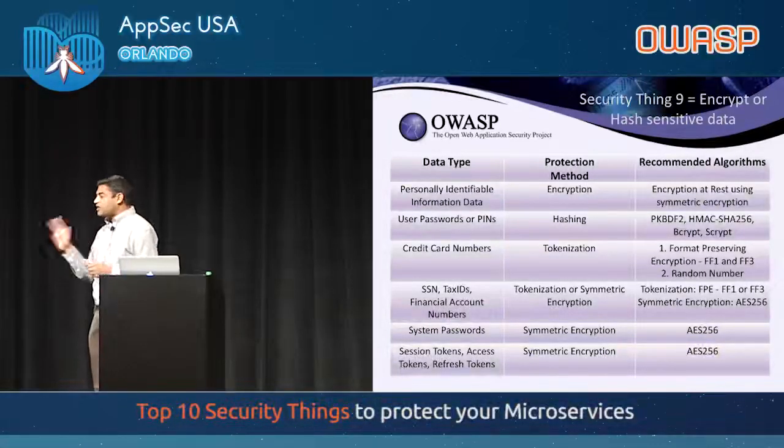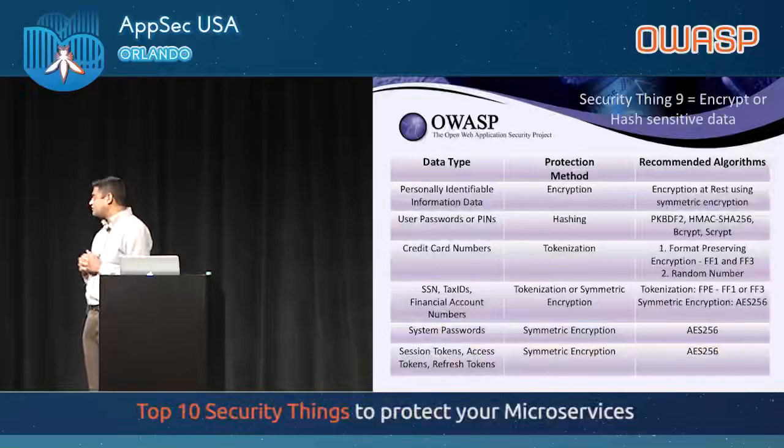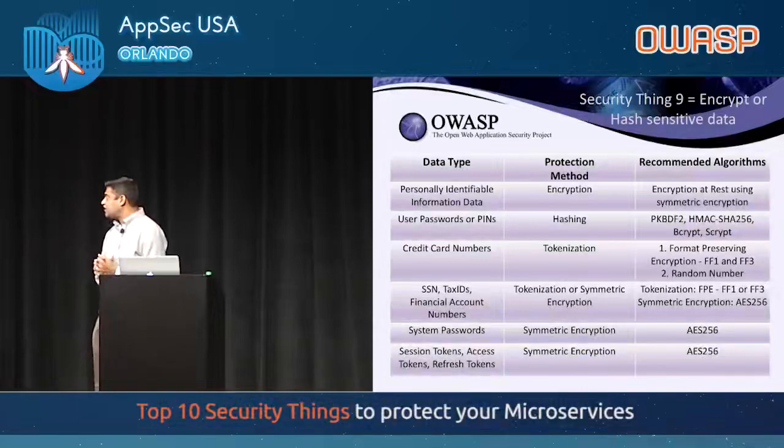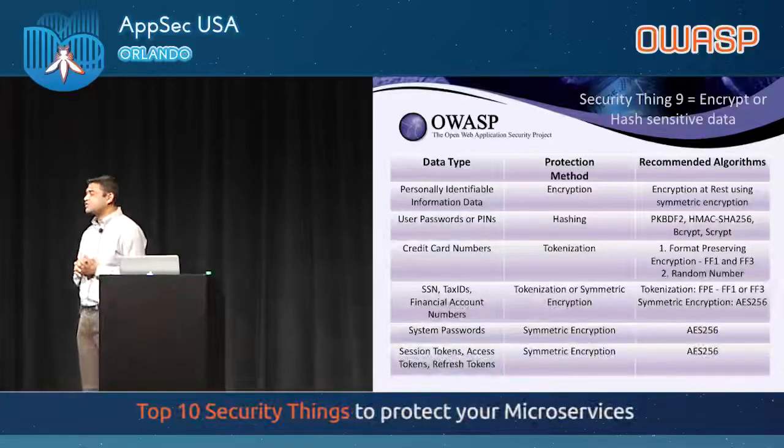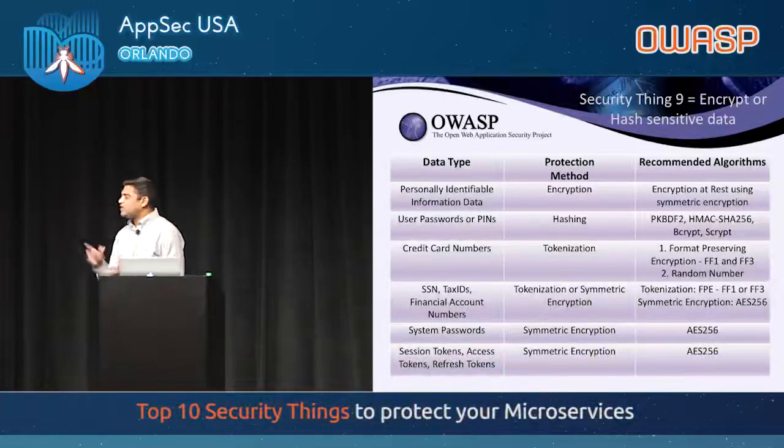So for credit card numbers, do tokenization. For SSN or tax IDs or financial account numbers, you can either do tokenization or semantic encryption, again, based on your use case, what you want to do. Because if you have a use case where somebody is saying, oh, we are using this SSN and we want a 9-digit number only, we cannot have this big alphanumeric encrypted blob, then you can use tokenization. Otherwise, you can use semantic encryption.